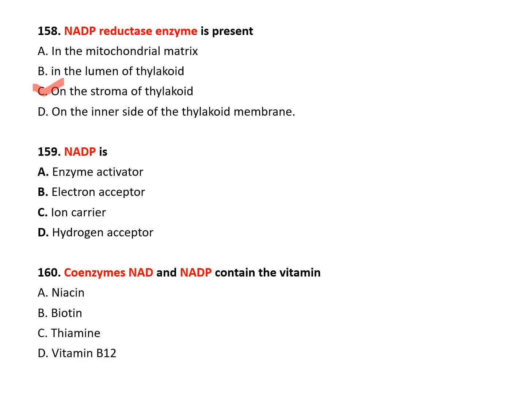NADP is option A, enzyme activator. Option B, electron acceptor. Option C, ion carrier. Option D, hydrogen acceptor. The correct answer is option D, hydrogen acceptor. The next question number 160.